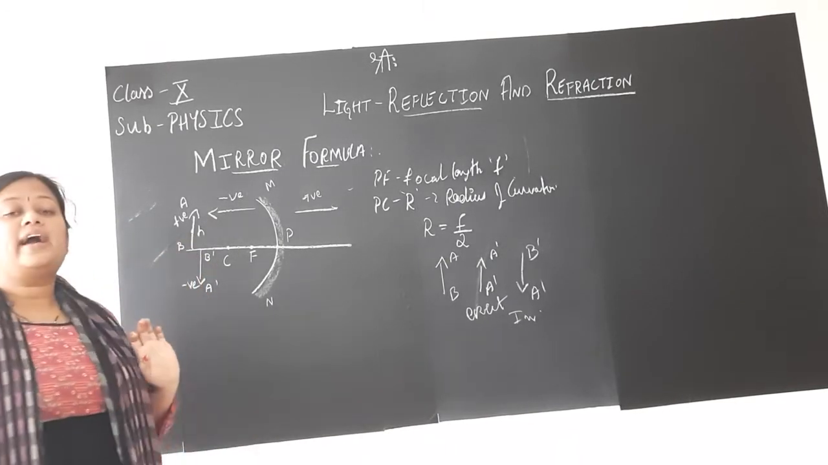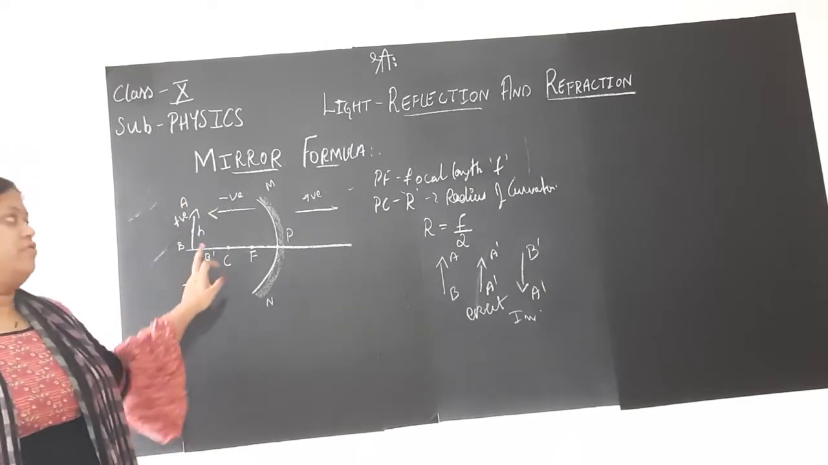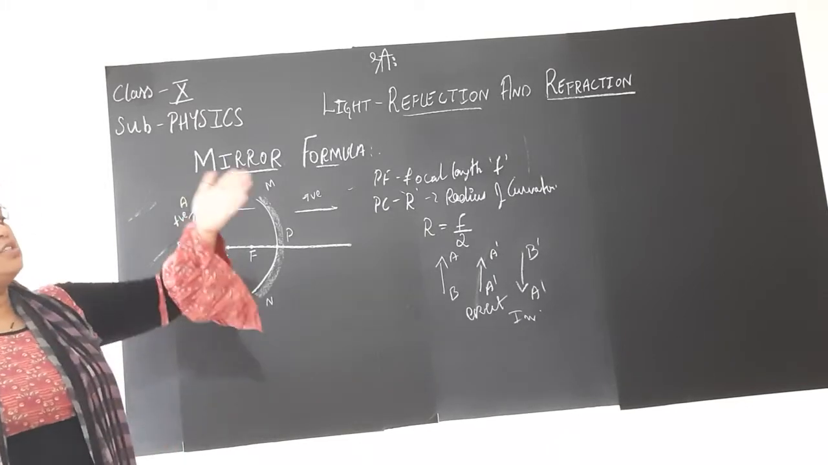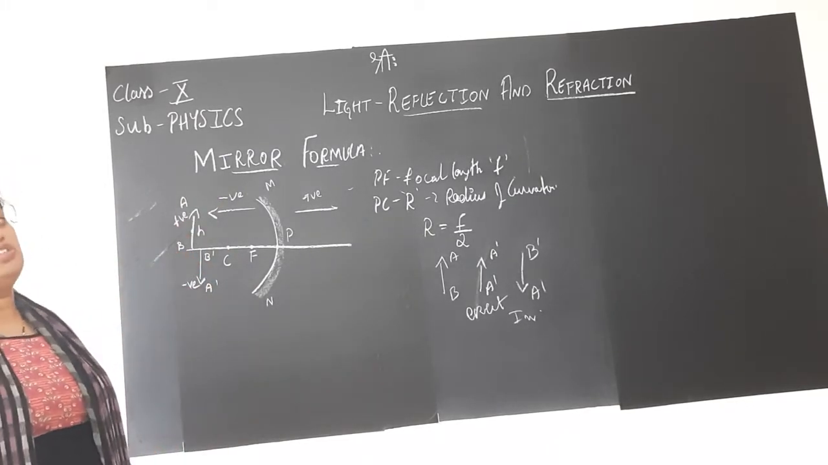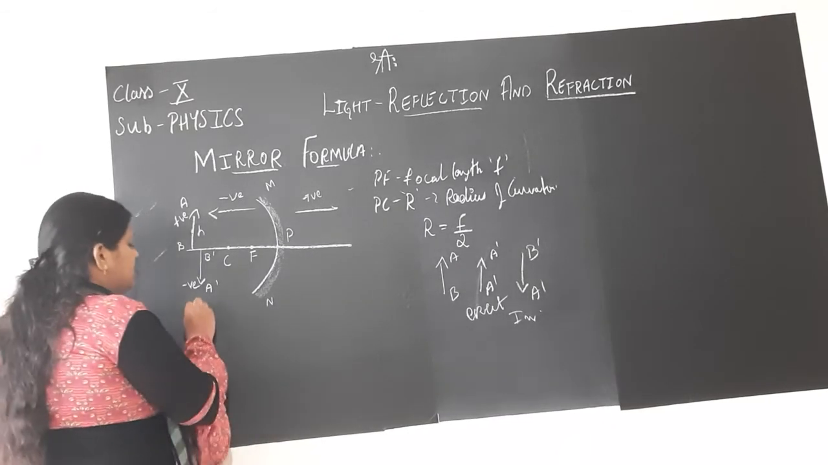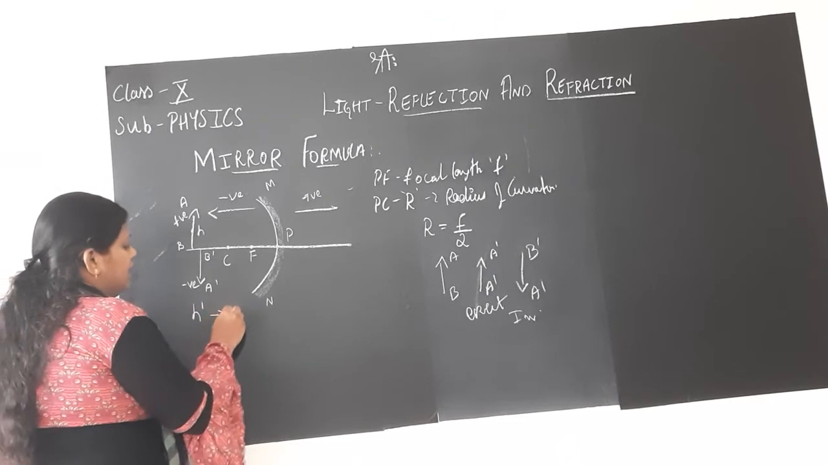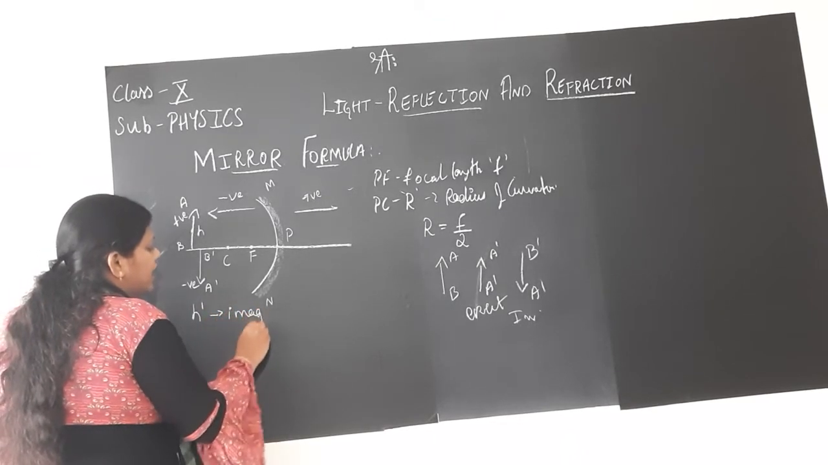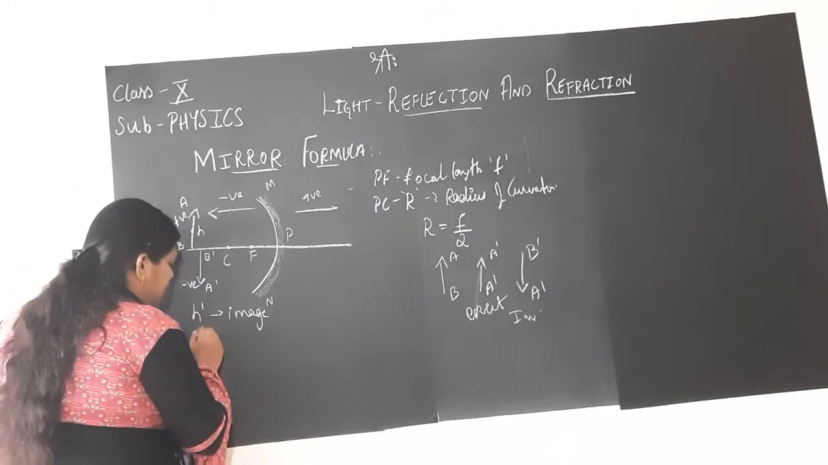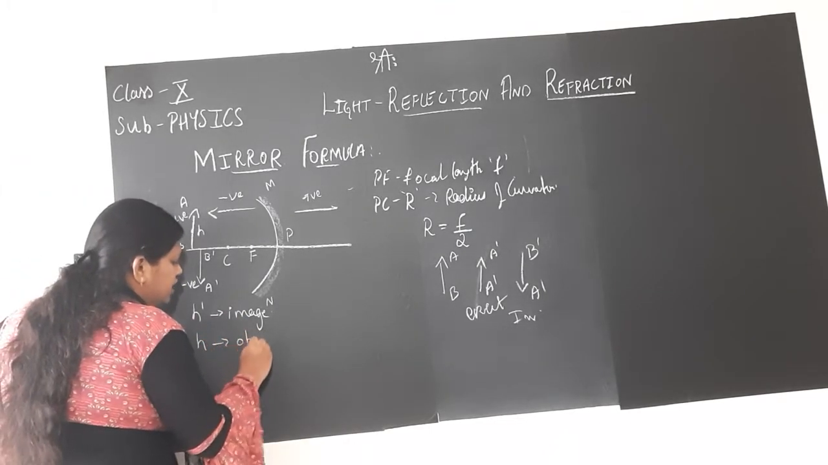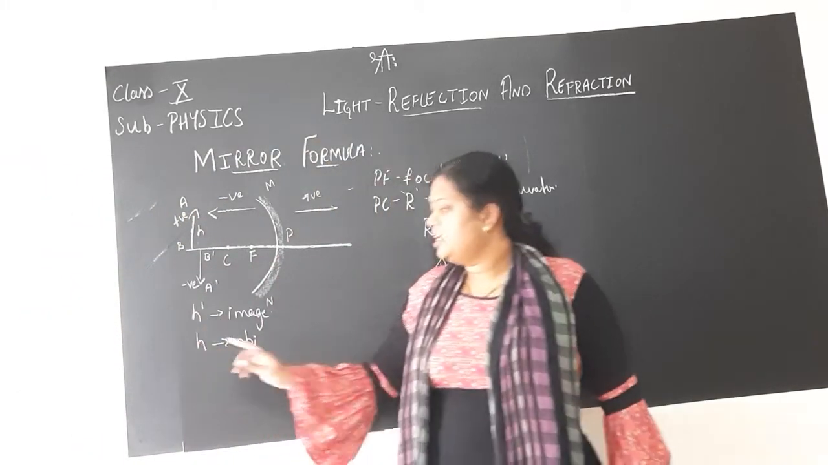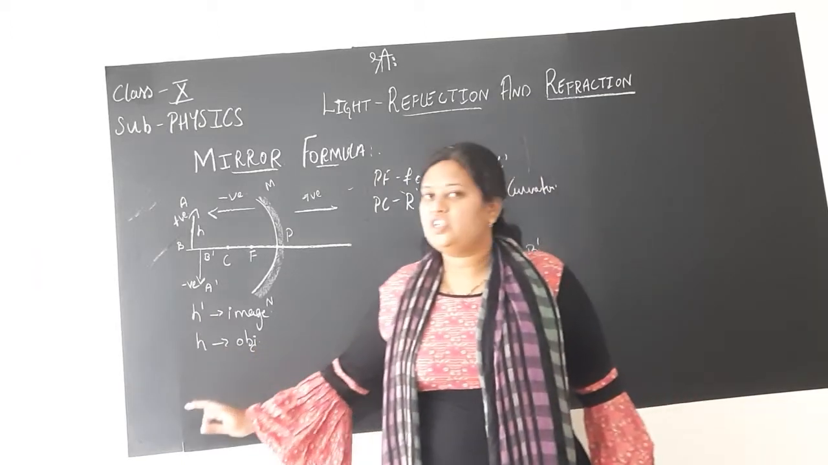Now, if you measure the height of the image as you measure the height of the object and represent it by h, children, the height of the image which is measured below the principal axis has to be taken as negative. That is one part, whereas it is represented by the small letter h dash. Height of the image is represented by h dash, whereas height of the object is represented by small letter h.